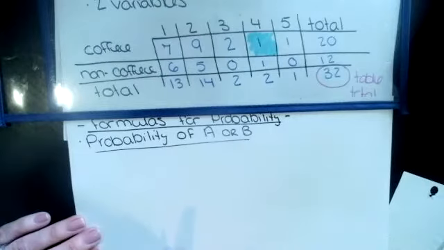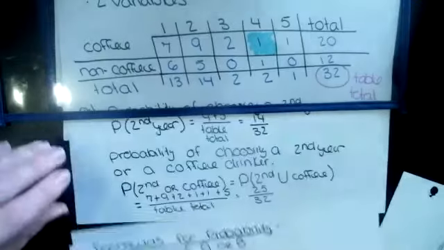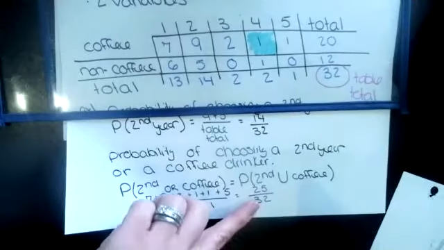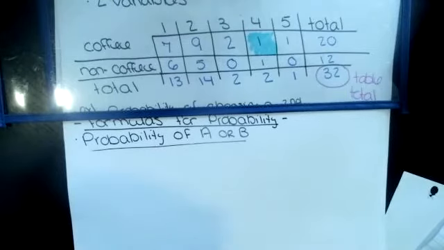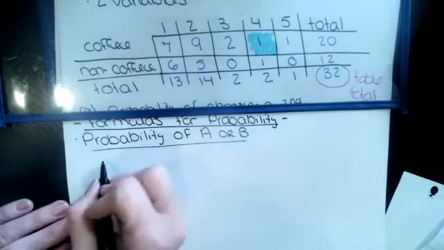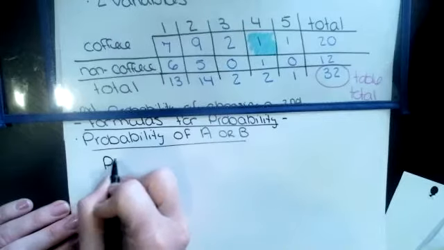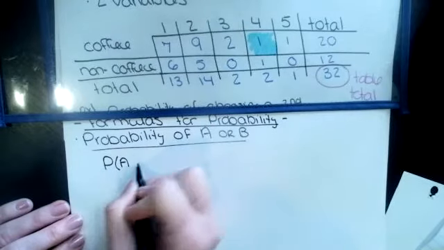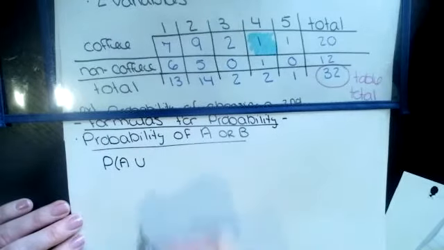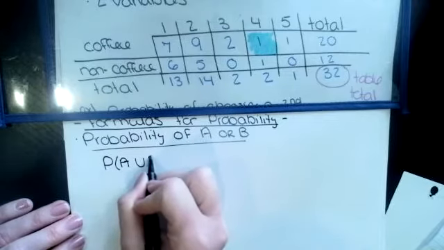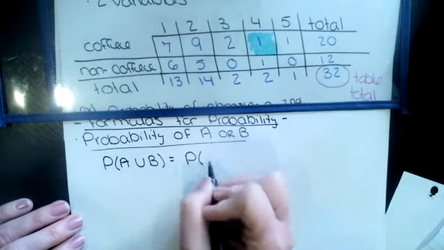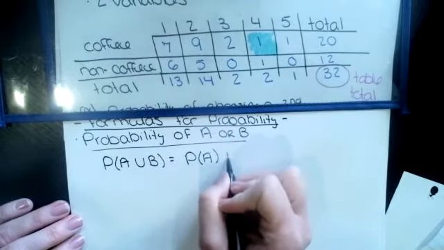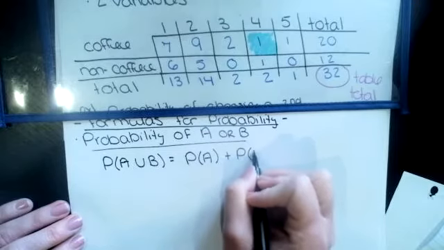Now we already did that, right? Because we looked at second year or coffee drinker, and I already forgot what it was. It was 25 out of the 32, right? So we can still do that using formulas. So I'm going to use my notation. So the probability of event A or, so I'm going to use my union symbol, event B, is just equal to the probability of event A occurring plus the probability of event B.